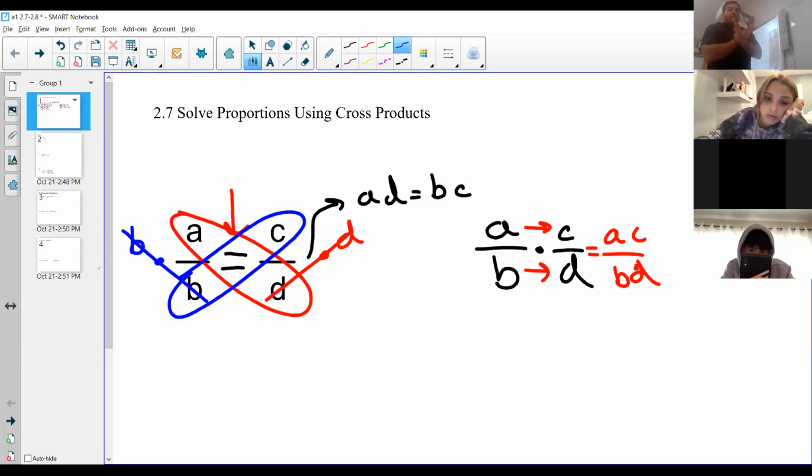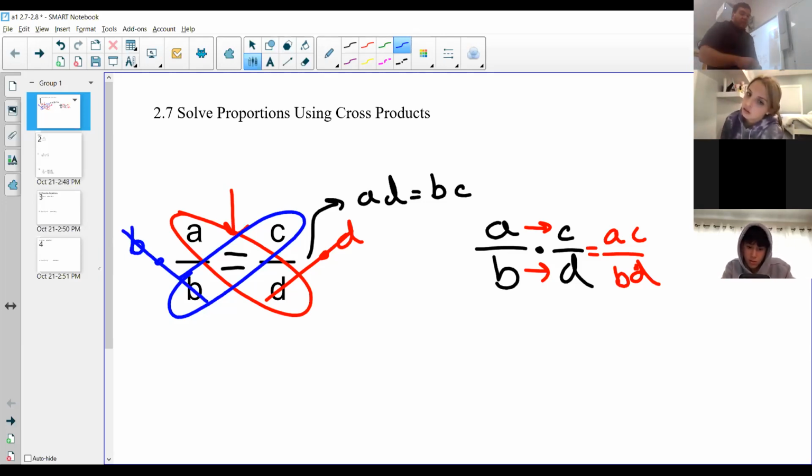You're just multiplying the denominator to both sides. You get the same answer whichever one you do. Whichever one you do, if you do the cross multiply or you do the straight multiply, you're going to get the same thing. You just have to simplify if you do the straight multiply.